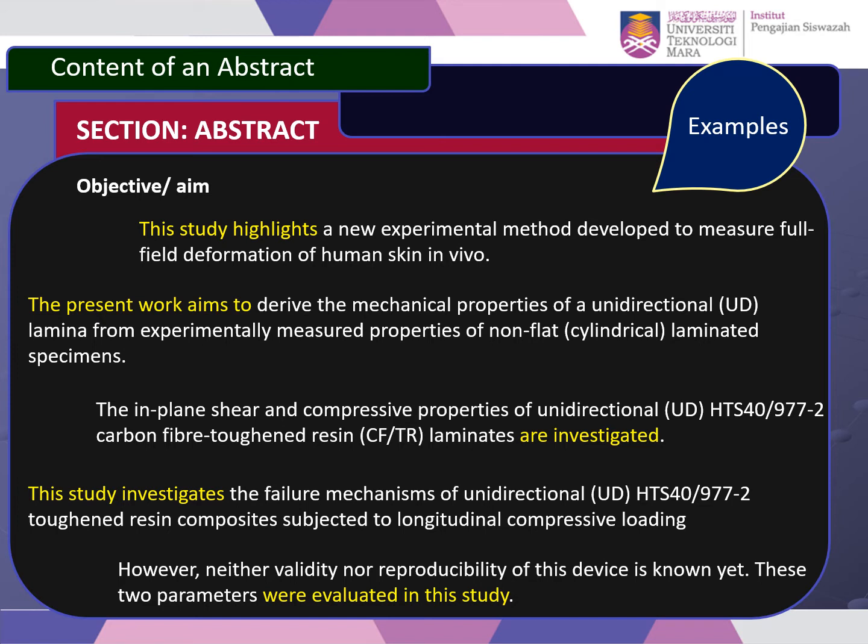Now this is some example of how to write the objective or the aim for an abstract. If you look here, the first one says that this study highlights a new experimental method. So 'this study highlights' is referring to the aim or objective. The second example shows 'the present work aims to'. This phrase is also referring to the objective or aim or the purpose of the study.